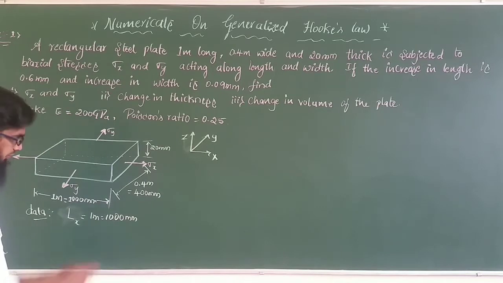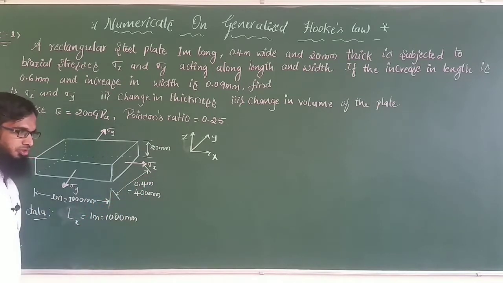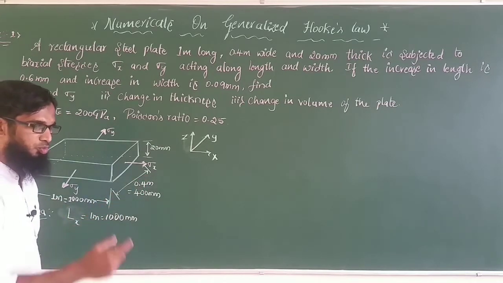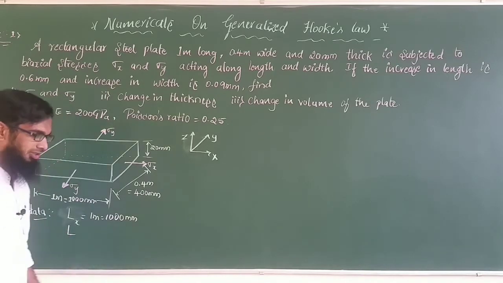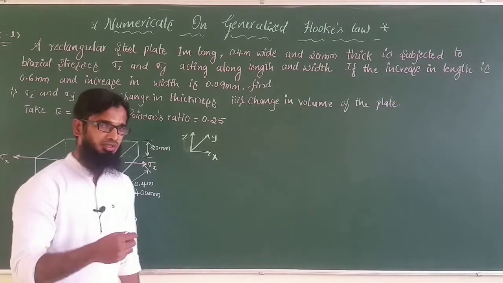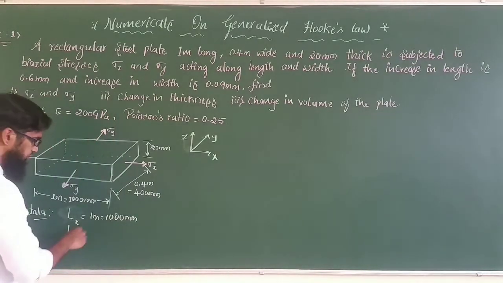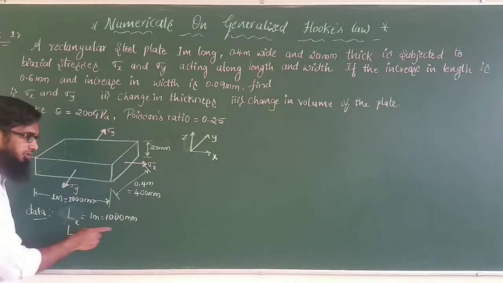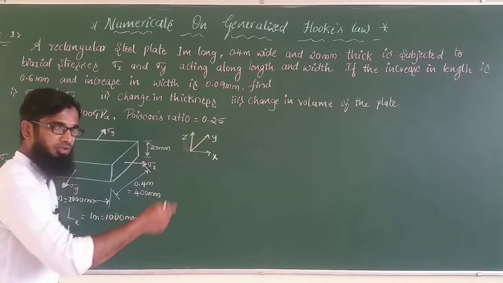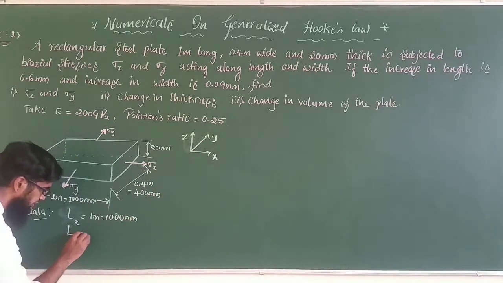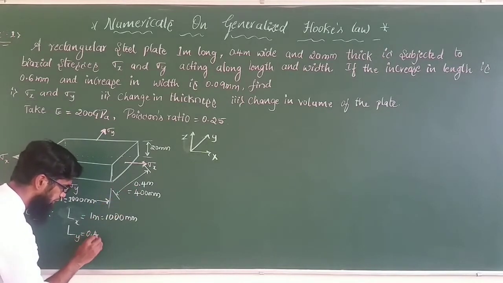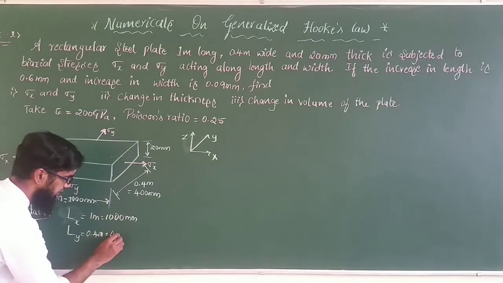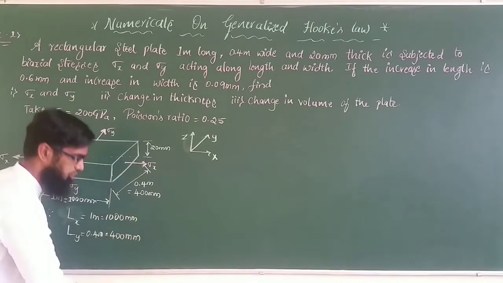Again he has given the width here, so this is the width. For simple understanding, I will represent all the terms with L, but with the axis so that we can easily understand. So this width I will represent with the help of this y axis. I will take length in the y direction, that is the width is equal to 0.4 meter, in terms of mm it becomes 400 mm.